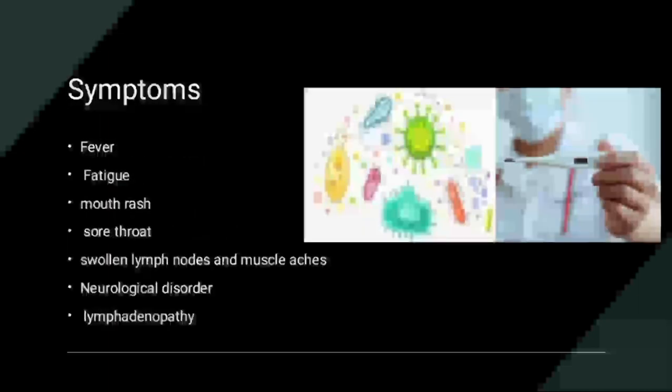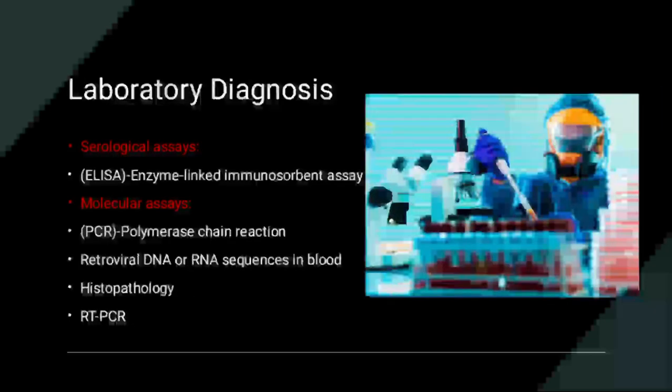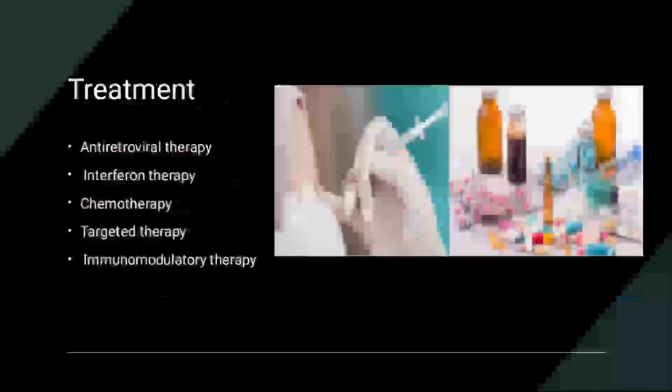Symptoms of oncogenic retroviruses: fever, fatigue, mouth rash, sore throat, swollen lymph nodes, muscle ulcers, neurological disorders, lymphadenopathy. Laboratory diagnosis: serological assay, ELISA; molecular assay, PCR, polymerase chain reaction; retroviral DNA or RNA sequencing in blood; histopathology; RT-PCR.